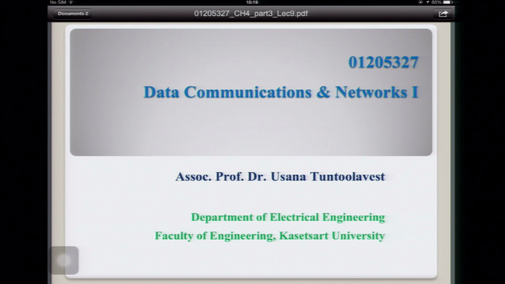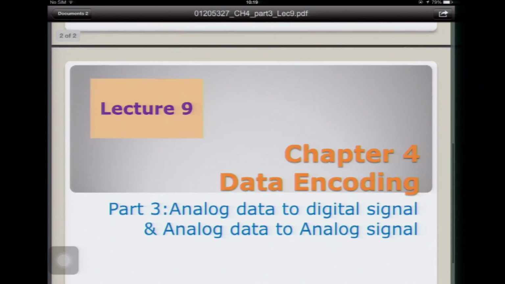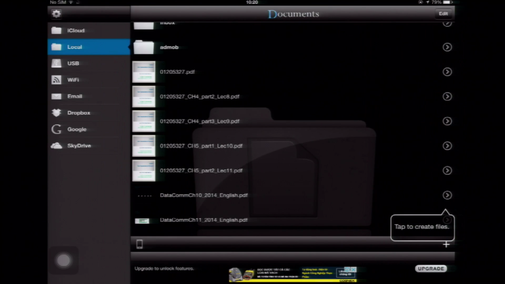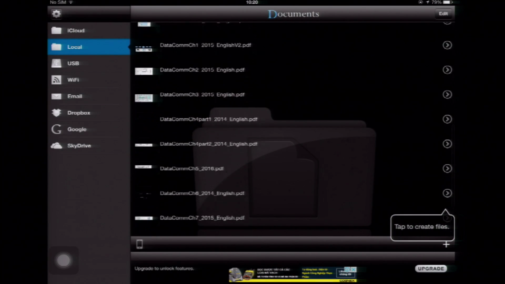Hello. So today is lecture 9 of Data Communications and Network 1. This is chapter 4, Data Encoding. This is the last part, part 3. We will include analog data to digital signal and analog data to analog signal. This will be just a brief explanation on these topics.